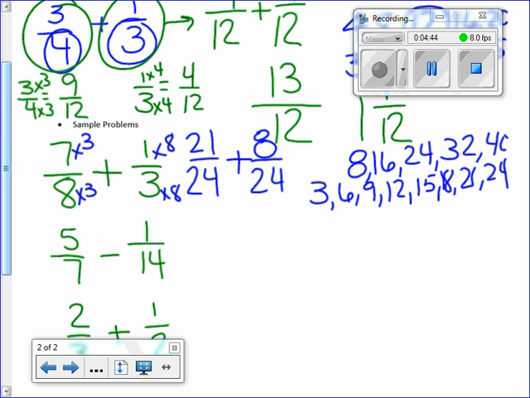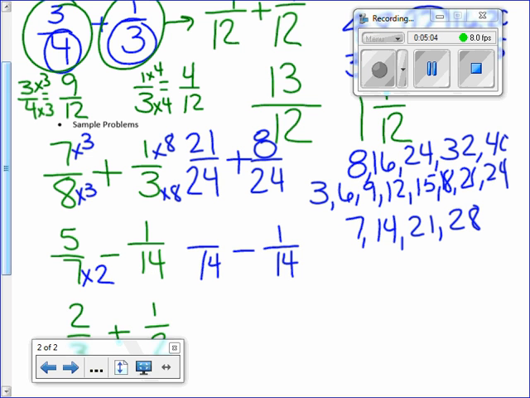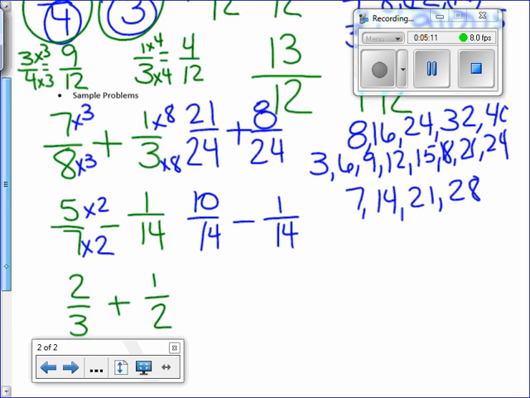How about 7 and 14? Well, 7, 14, 21, 28. Well, I already have one, 14. Guess what then? I don't have to change my second denominator. 7 times what is 14? 2. 5 times 2 is 10. Now I'm ready to subtract.